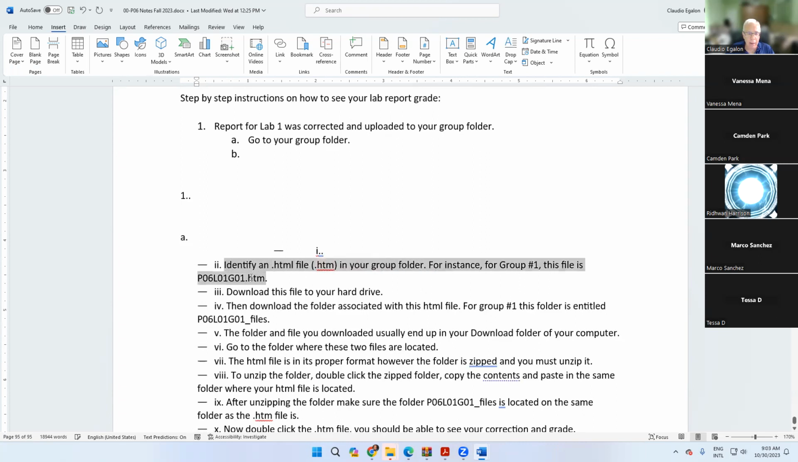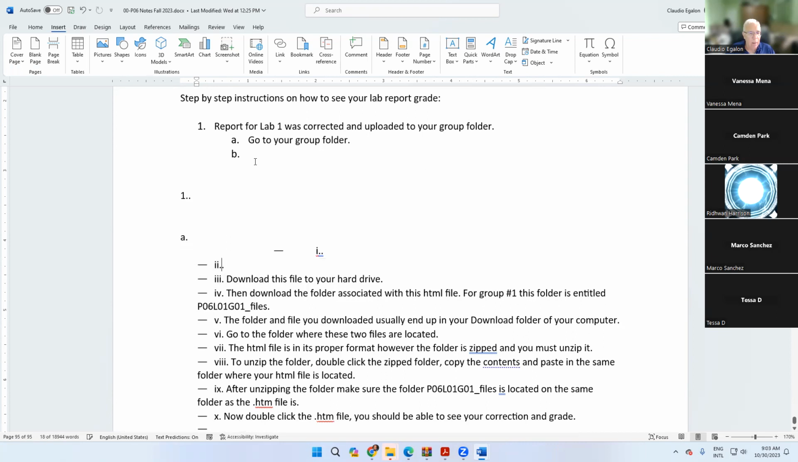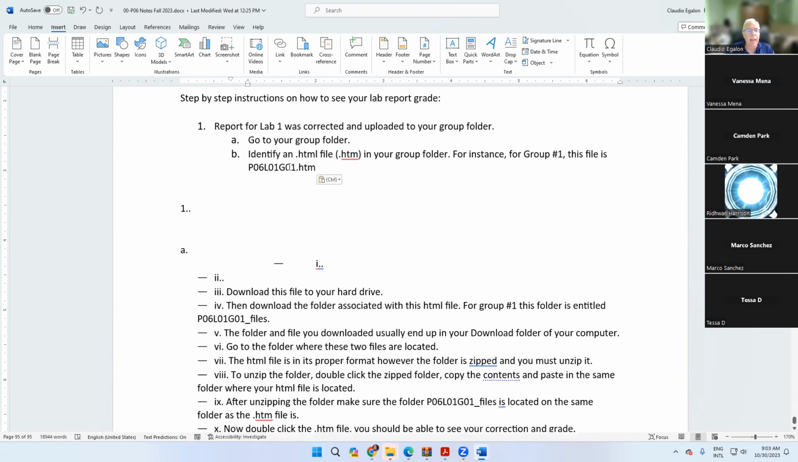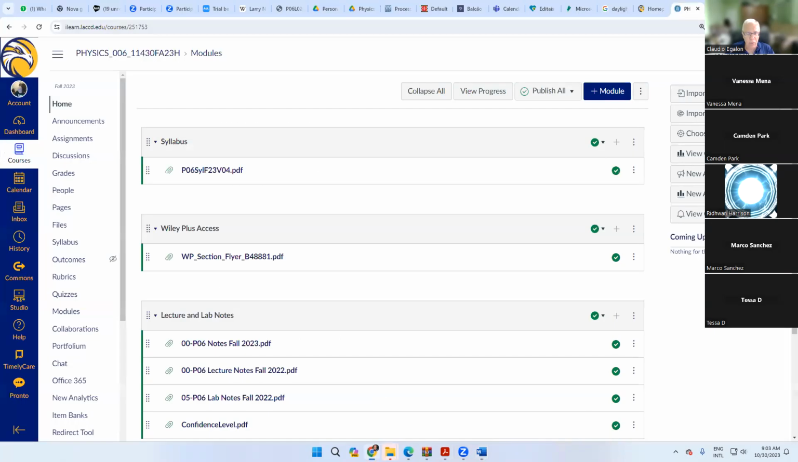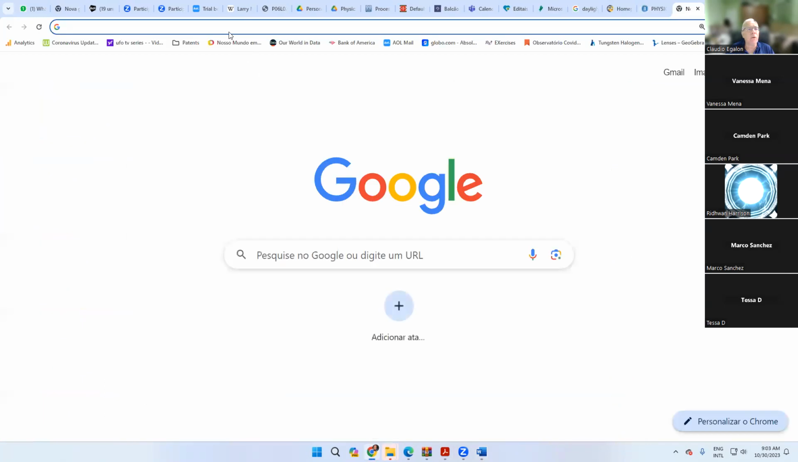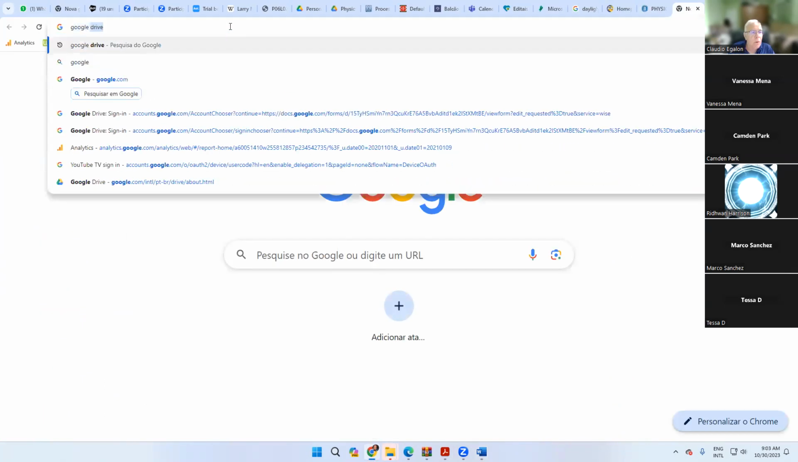Identify a .html file in your group folder. For instance, for group number 1, this file is P06L01G01.HTML. Okay, and I'm going to show that to you there in the Google Drive as well.